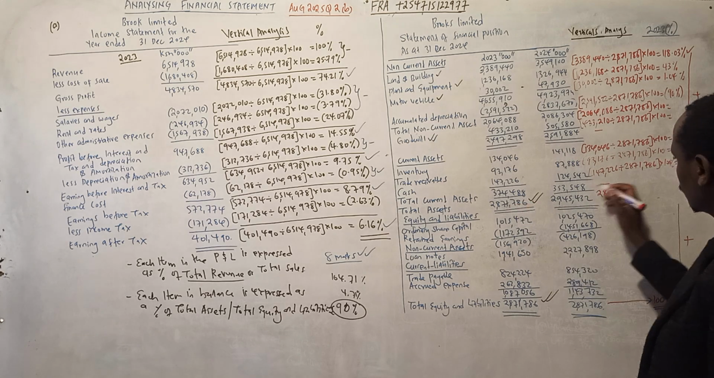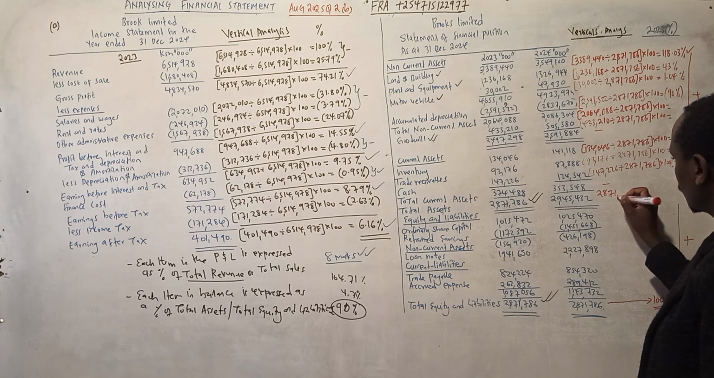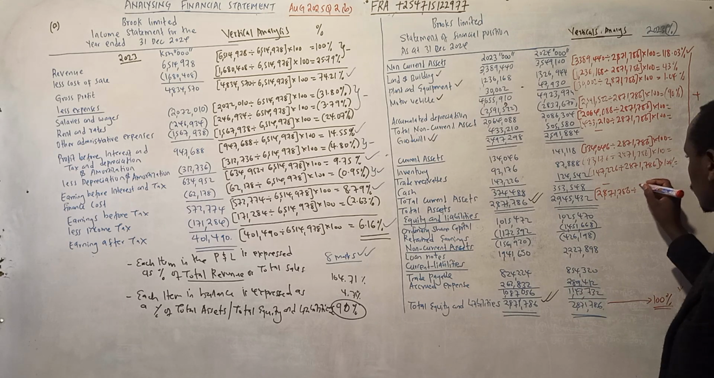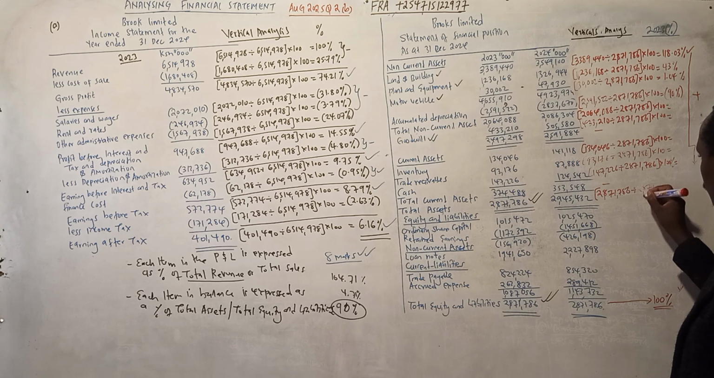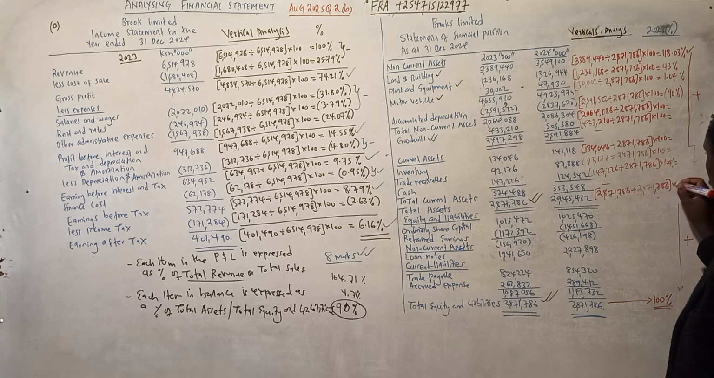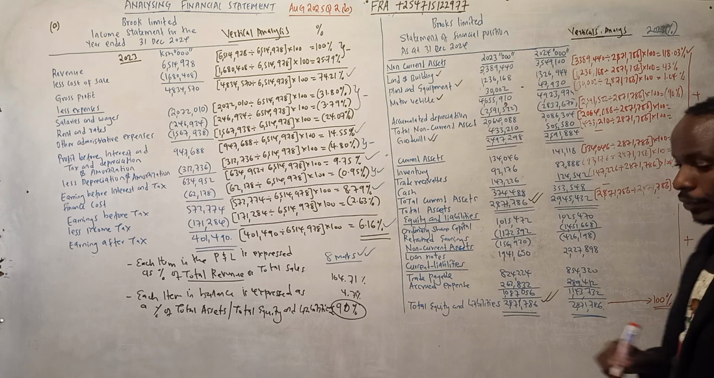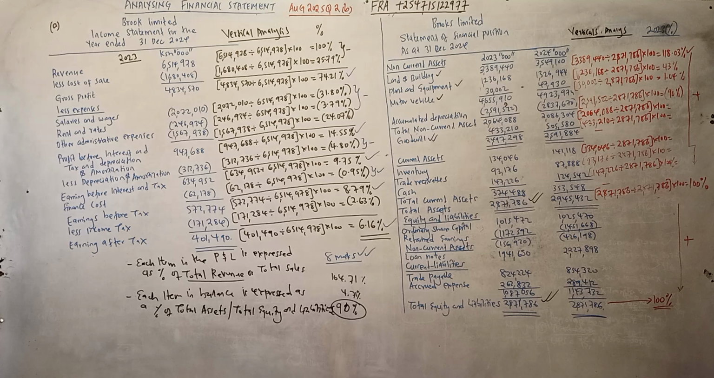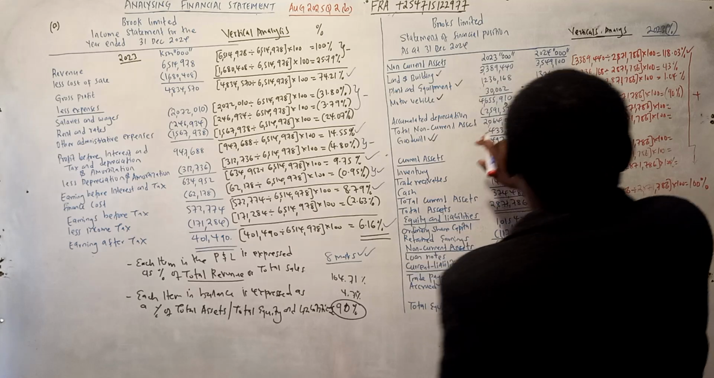28 71 786 divided by the total assets, which is also the same, 28 71 786 times 100, which will give us 100%. So let us do the rest. Then we count and see. So let us continue from this part.